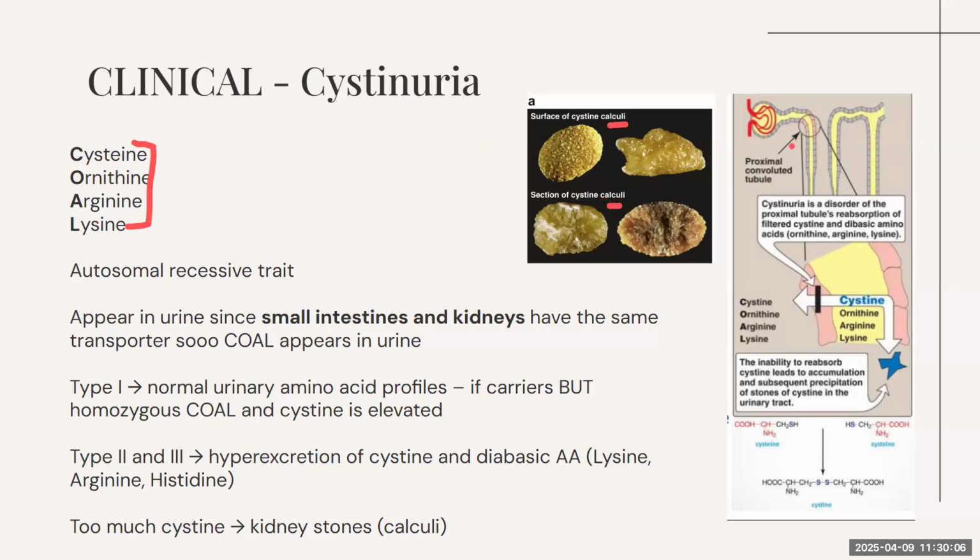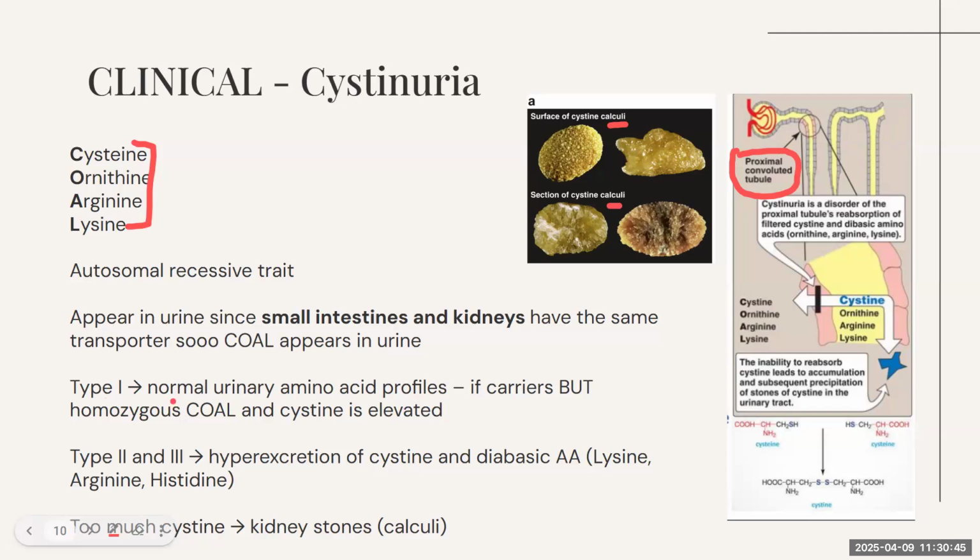The defective channel is usually in the proximal convoluted tubule, in this part of the nephron, and it's an autosomal recessive trait. I don't think you need to know that it's autosomal recessive, but it's there for the sake of completion. It appears in urine since the small intestines and kidneys have the same transporter, therefore COL appears in urine. Now, there are 3 types that you need to know.